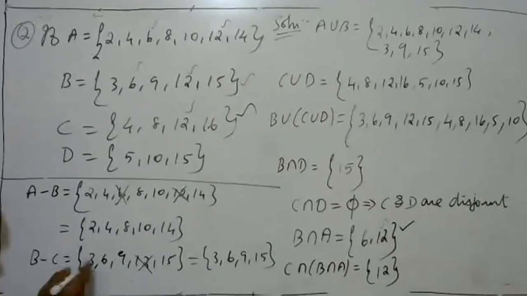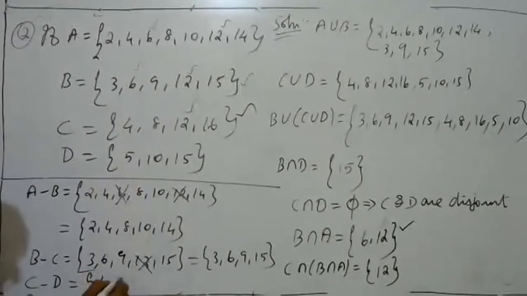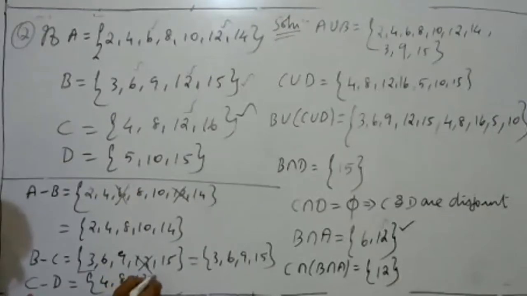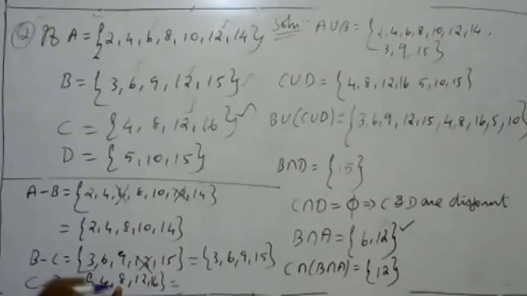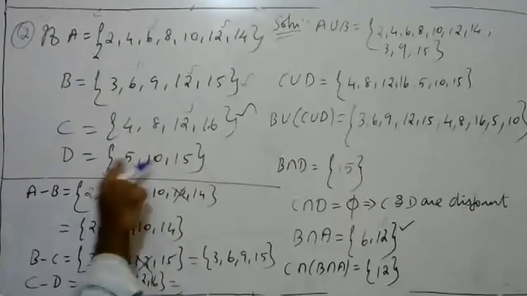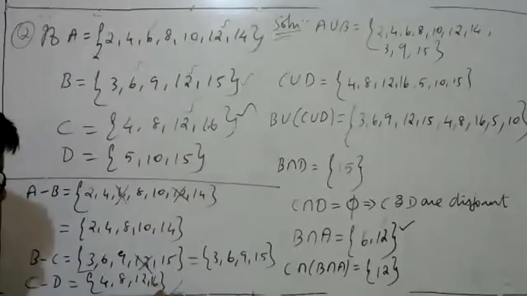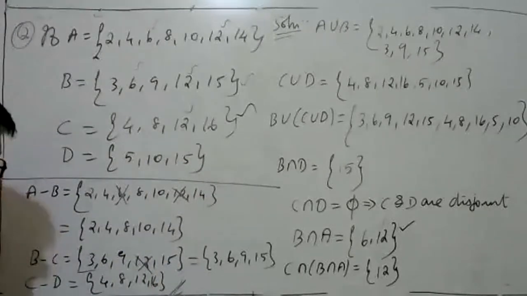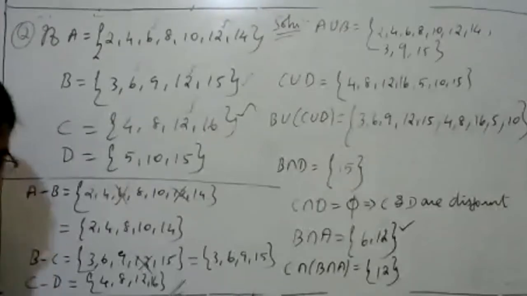Okay, what is my C minus D? The next question is C minus D. Write all the elements of C: 4, 8, 12, 16. Now remove those elements that belong to D. 4 is not here, 8 is not here, 12 is not here, 16 is not in your D. So this is the answer: C minus D is 4, 8, 12, 16.